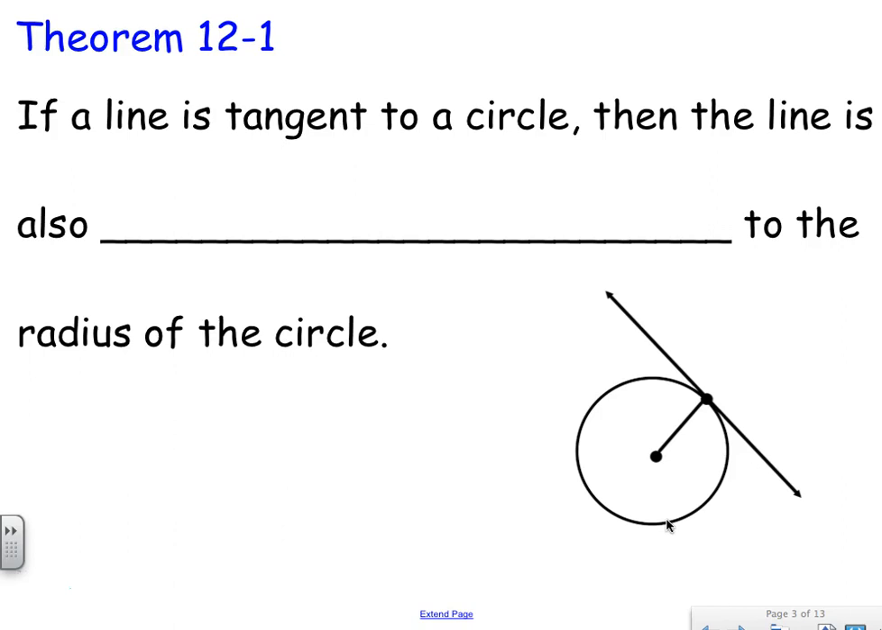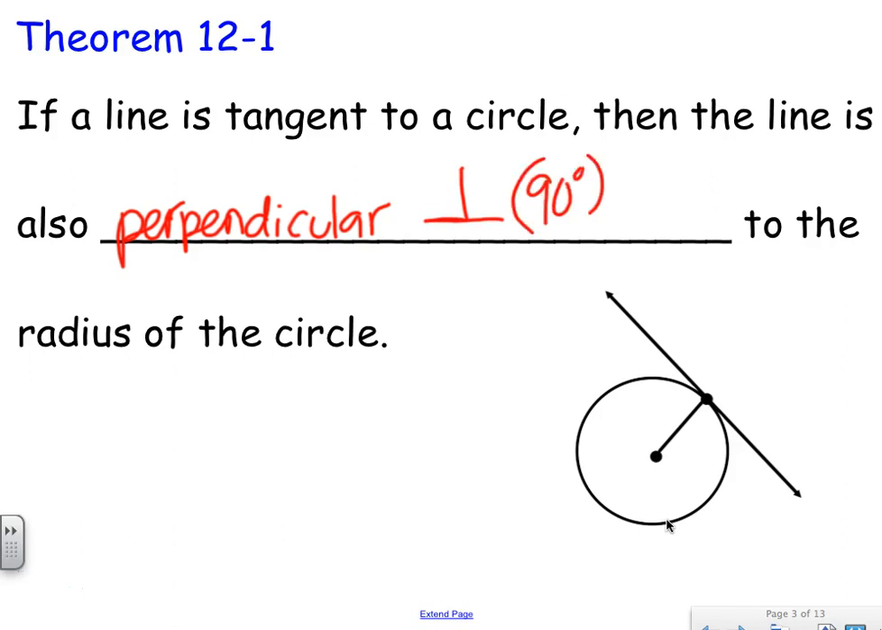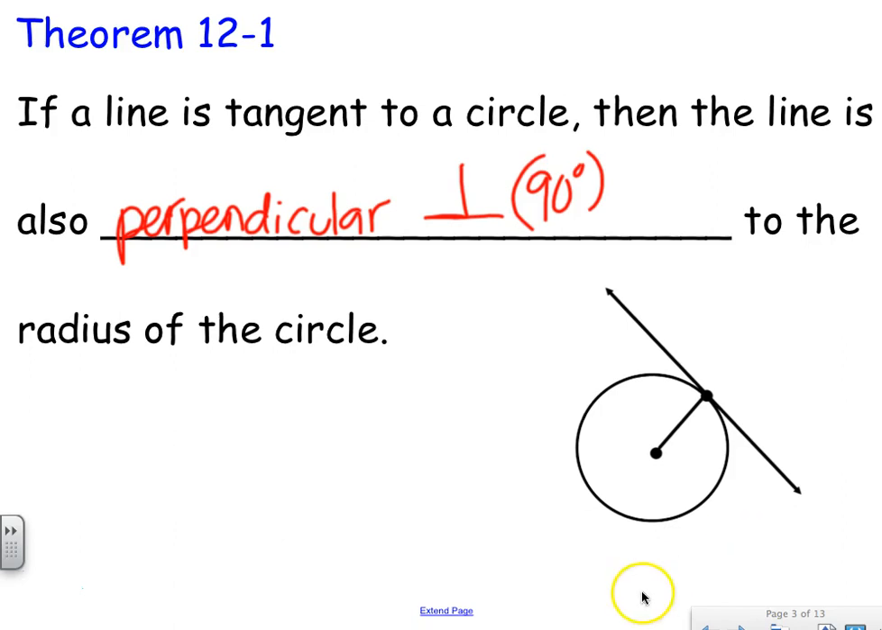Okay, something cool happens when tangent lines hit a circle. If a line is tangent to a circle, then the line is also perpendicular. Remember, perpendicular is a 90-degree angle. So we're going to be dealing with 90-degree angles being formed when a line hits a circle. Okay, so it's going to be perpendicular to the radius.